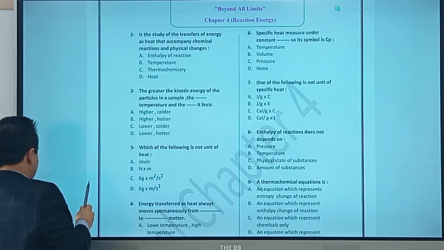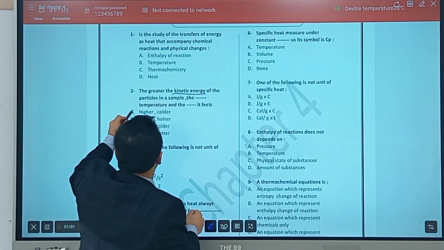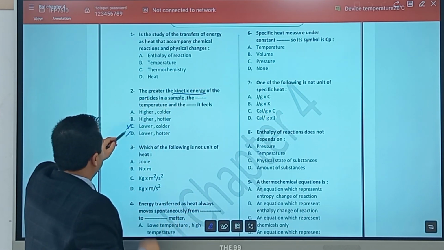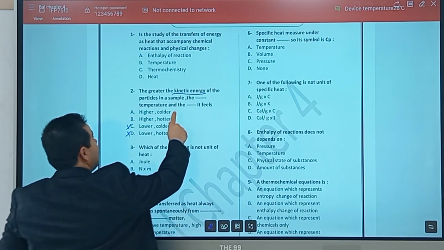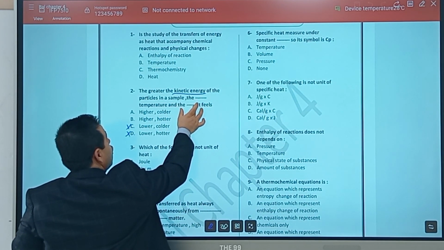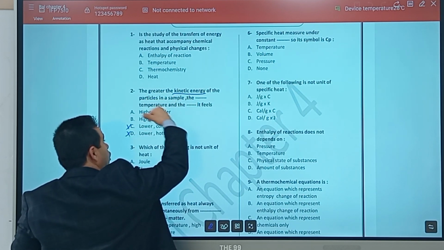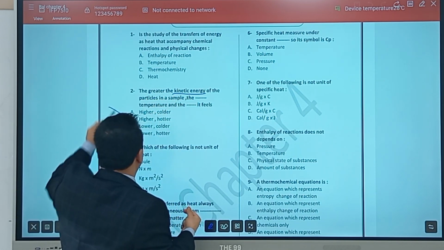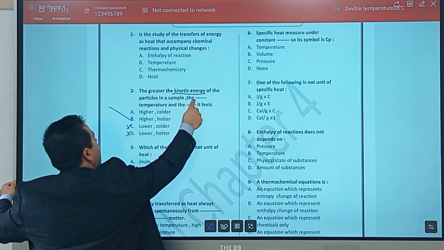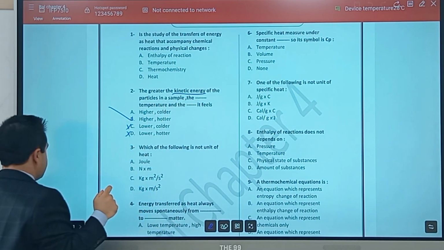The greater the kinetic energy of particles in a sample, the higher the temperature, of course. A greater kinetic energy represents a higher temperature, so C and D cancel out. And the hotter or colder it feels: a greater kinetic energy has a higher temperature, and the hotter it feels, so B is the correct answer. The higher temperature and the hotter it feels.